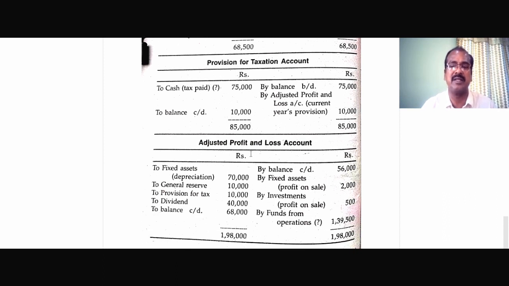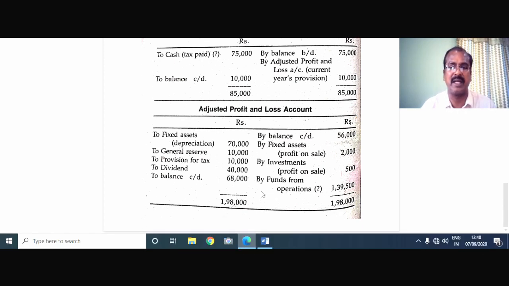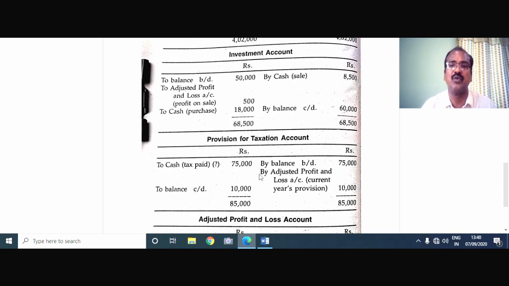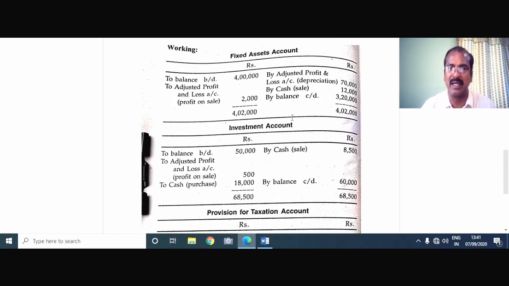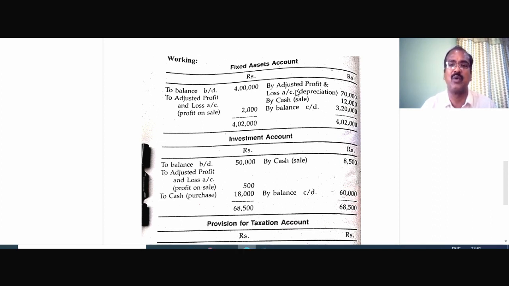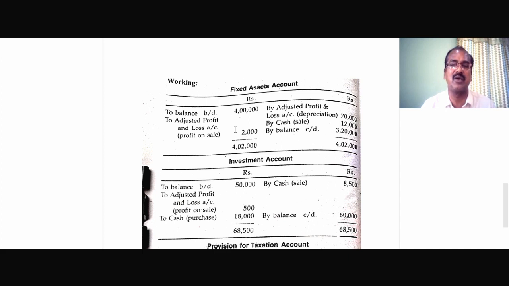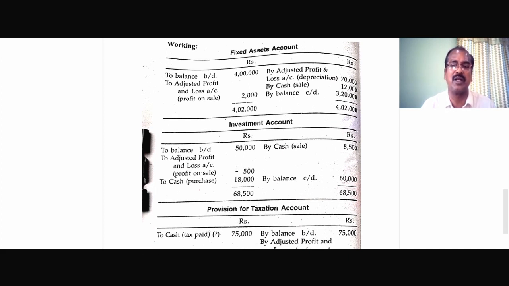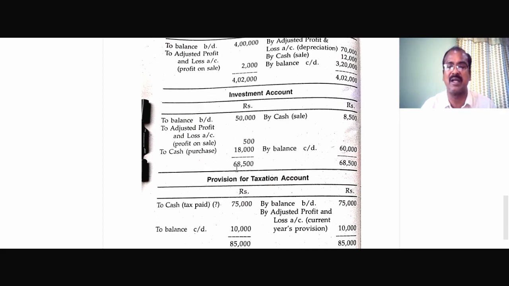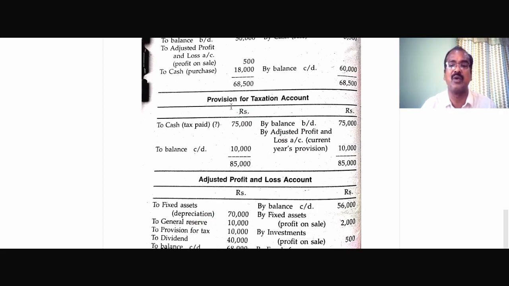Finally, they open adjusted P&L account. The opening balance of the account is written in the credit side, closing balance is written in the debit side. Now, whatever you found in relation to adjusted P&L account in the ledgers you have already prepared should be transferred. Adjusted P&L account debtor to fixed asset account, fixed asset account debtor to adjusted P&L account is 2,000. Then investment account debtor to adjusted P&L account, the profit on sale of investment. Then adjusted P&L account debtor to provision for taxation. This is for the amount of provision for taxation made this year.